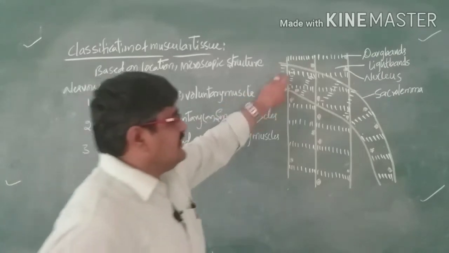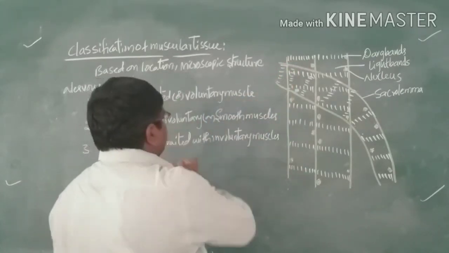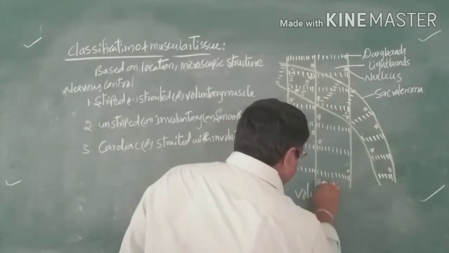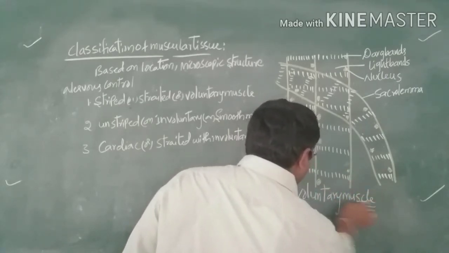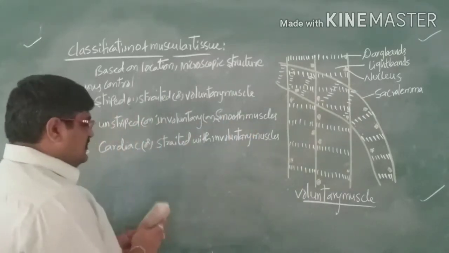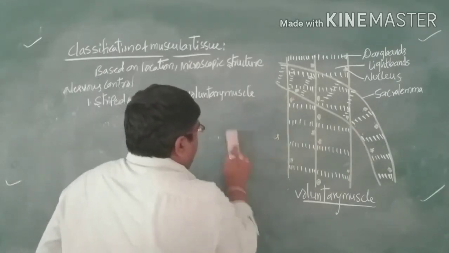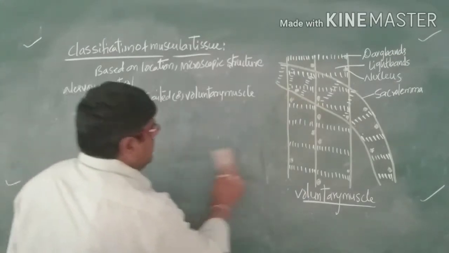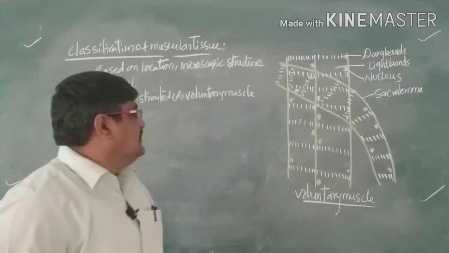Now coming to the diagram we are seeing, we can call these striped or striated muscles, or voluntary muscles. So what does that mean? Now coming to this, it is the striped, or striated, or voluntary muscles.